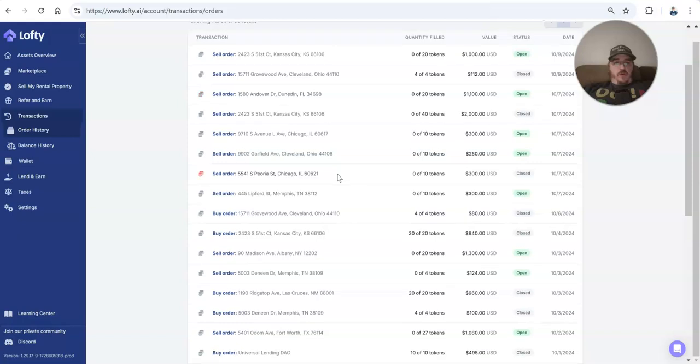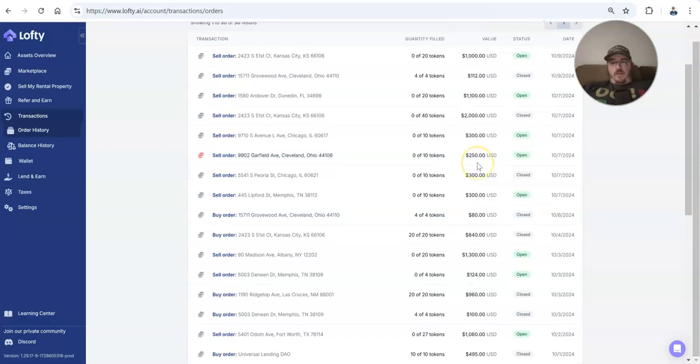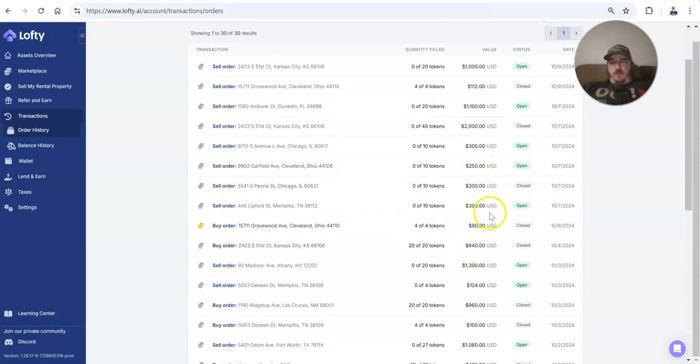I had bought this property, not Garfield Grover. I bought 4 tokens for $80. This was just part of my strategy where I've been buying the cheap tokens. I listed them right away. So this was $20 per token. I listed them at, I think, 28.